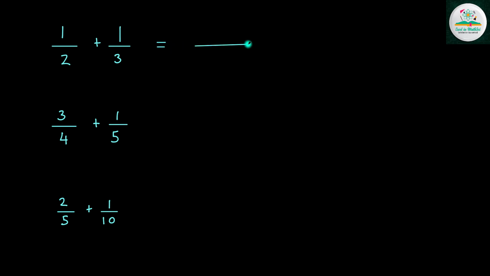So we have 1 over 2 plus 1 over 3. What we need to do is multiply these two denominators together. That's 2 times 3, which gives me 6. Then we multiply the 3 by the 1, so we get 3 times 1. Then we have a plus sign in the middle, and then 2 times 1. That's 2 times the 1.